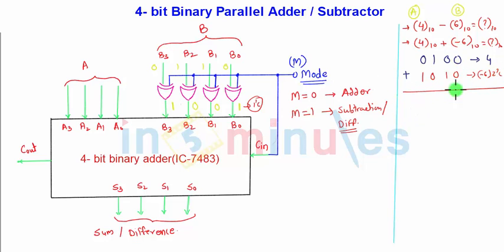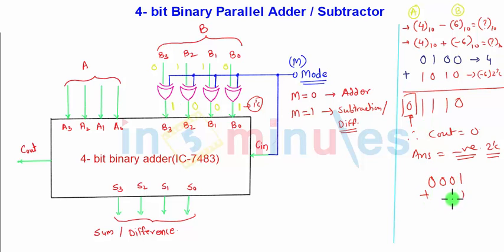So we are going to add these numbers, so the answer will be 0 1 1 1, and no carry is generated, so Cout is equal to 0, hence the answer is negative, and that is in 2's complement format also. So to get the magnitude, again we have to invert this answer. So take 1's complement of this, so the 1's complement of the answer will be 0 0 0 1, plus 1 to convert it into 2's complement. So the answer is minus 2.